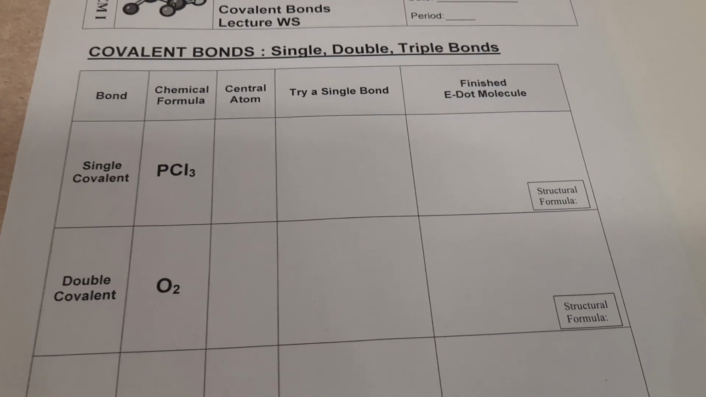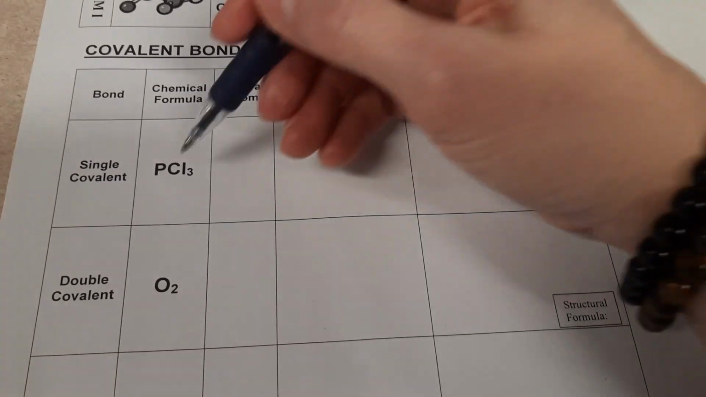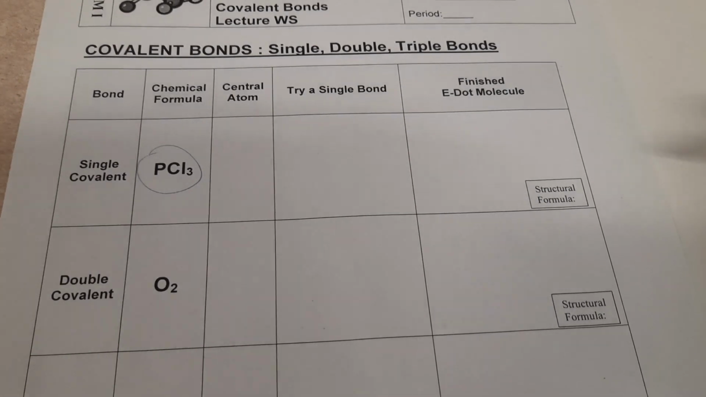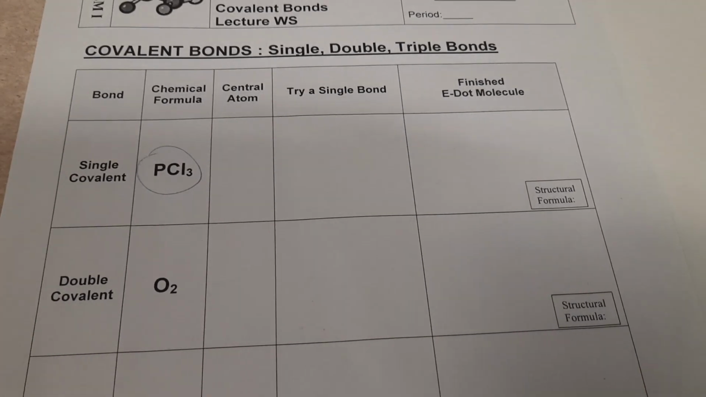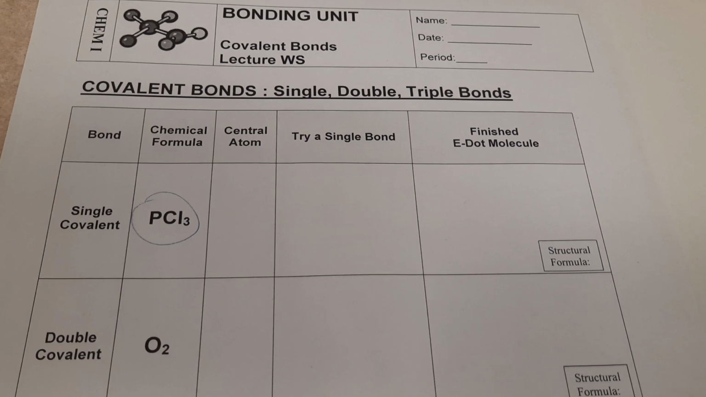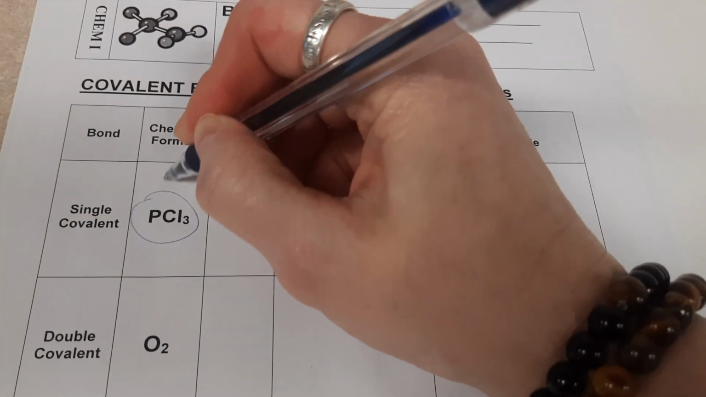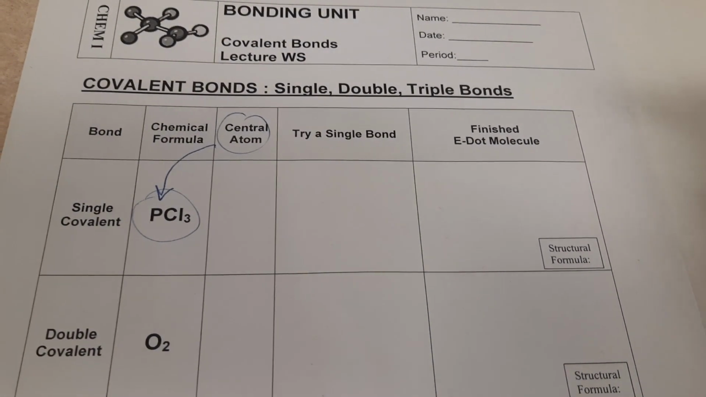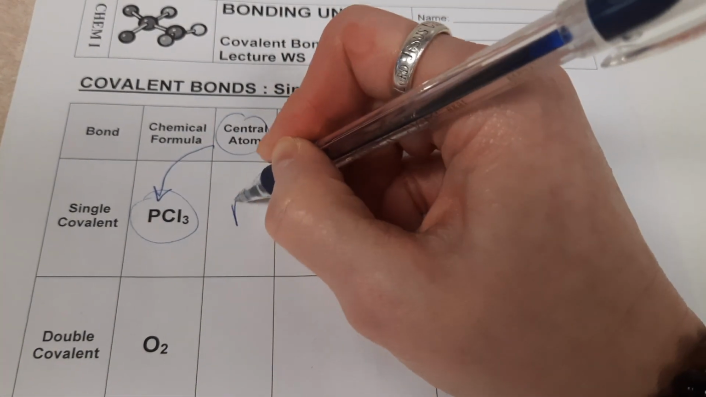All right, this is E-dot for covalent bonds. One of the first things that we notice is that we already have the formula for our covalent. This won't happen every time, but it will happen quite a bit. So we want to find our central atom. The central atom is normally alone, or it's the one that makes more bonds. So here, we're going to use our phosphorus.